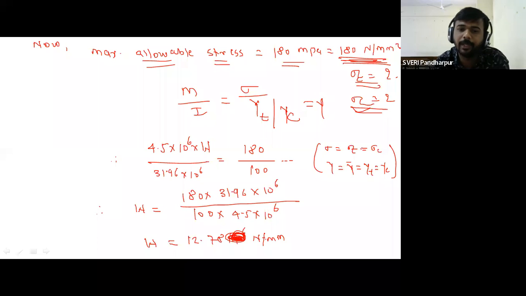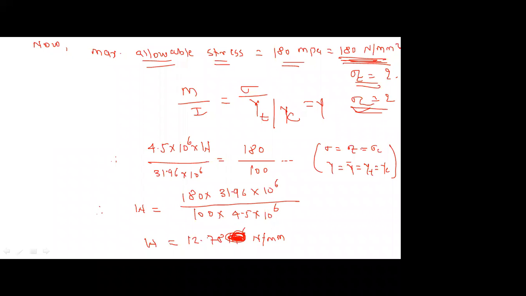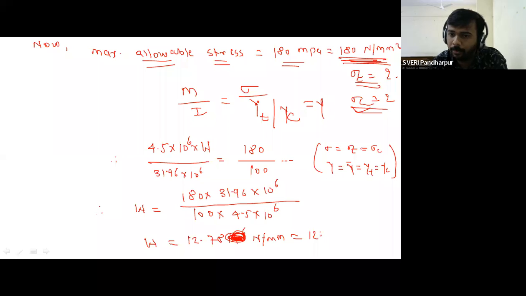So 12.78 into 10, 12.78 Newton per mm, which is equal to 12.78 kilonewton per meter.